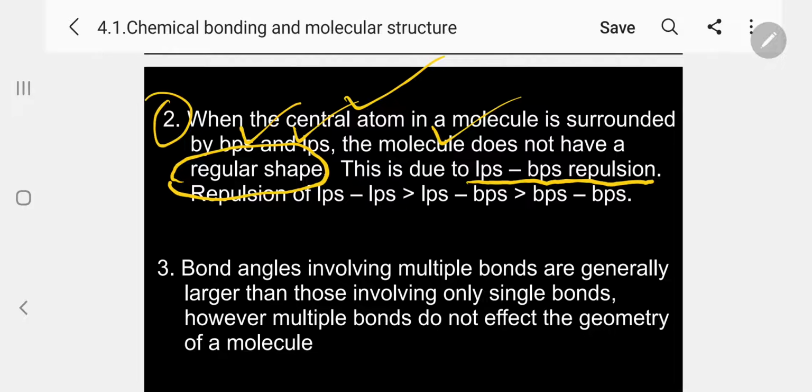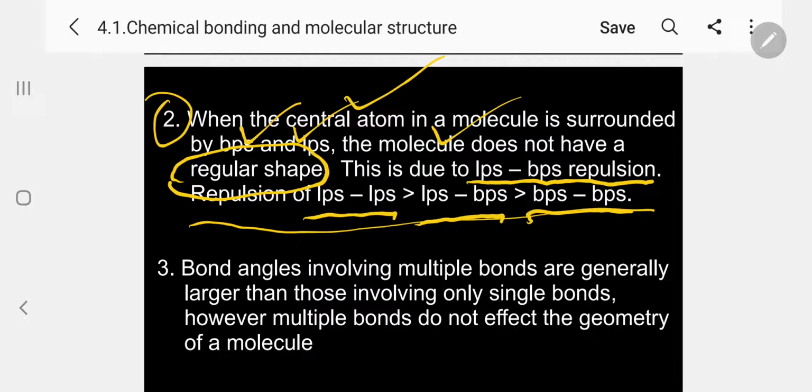Kindly follow. So what is the order? They have given it very clearly. Lone pair lone pair repulsion is greater than lone pair bond pair repulsion, which is greater than bond pair bond pair repulsion. So now we got the answer. That's all. So this is the correct answer: lone pair lone pair greater than lone pair bond pair greater than bond pair bond pair. It is a direct theory question. Anyhow, it's my duty.